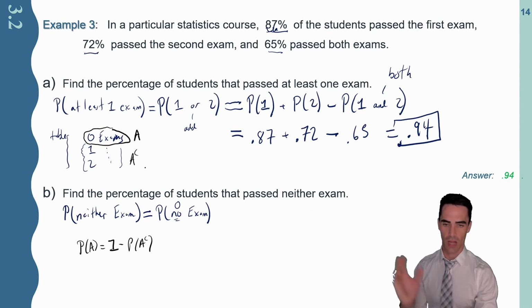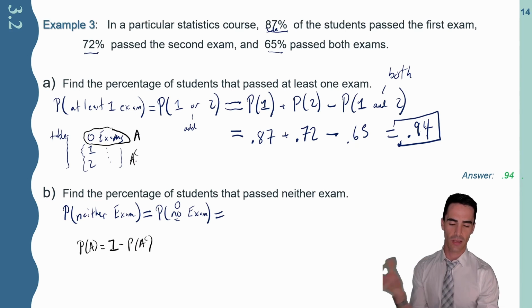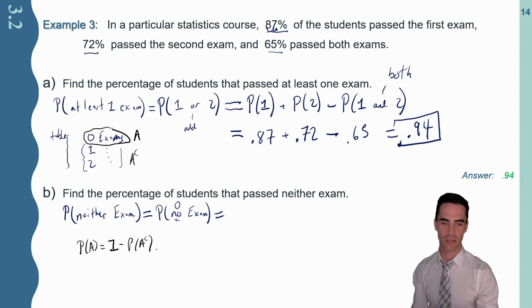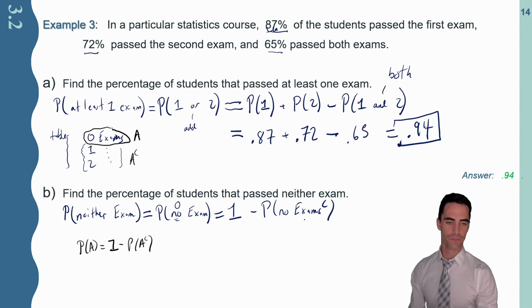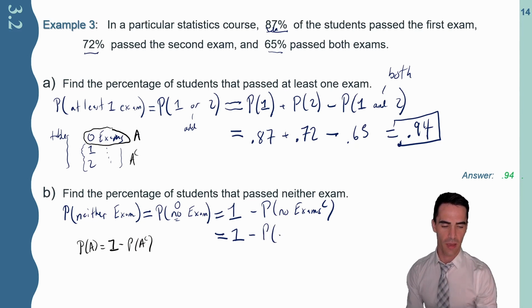And so this is a nice formula for complements that we can use. That's what this C stands for: complement, opposite. If I want to find the probability that they pass no exams, there's a nice little trick workaround that I can do. If I want no exams, that's my A, if you will, then I can find the complement, and that'll evaluate to my probability, provided that I take 1 minus that. I can write this as 1 minus the probability that they passed no exams, complement. But we know what that means. The opposite of them passing no exams is that they pass at least 1 exam.